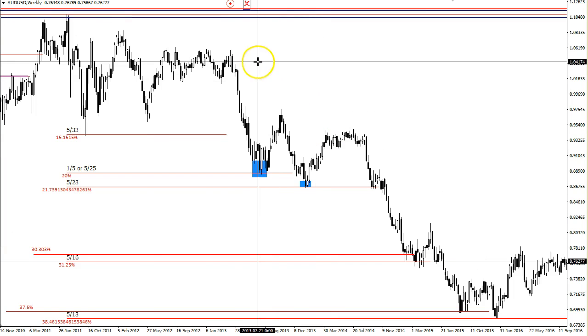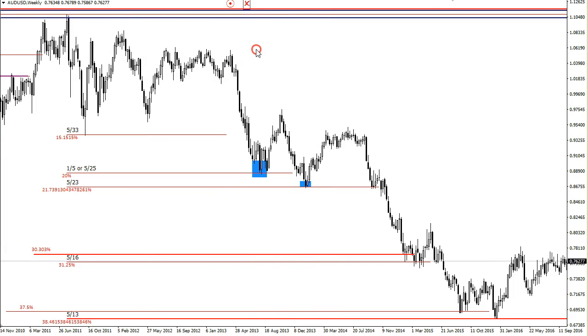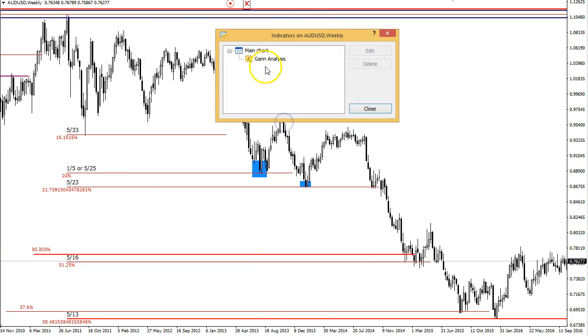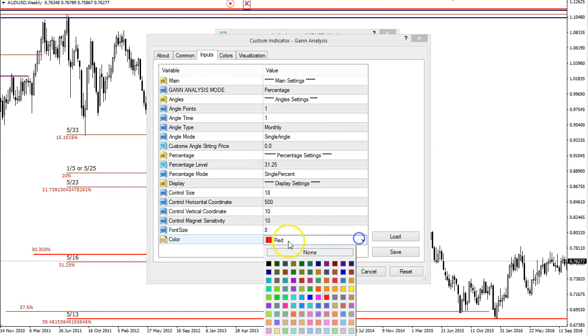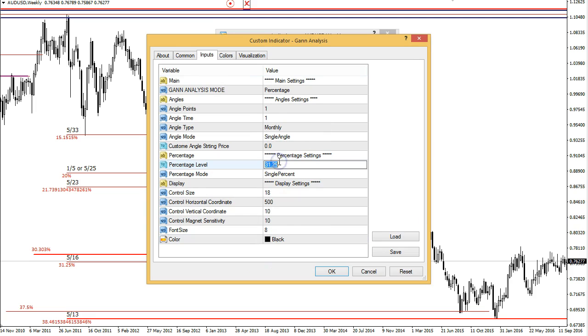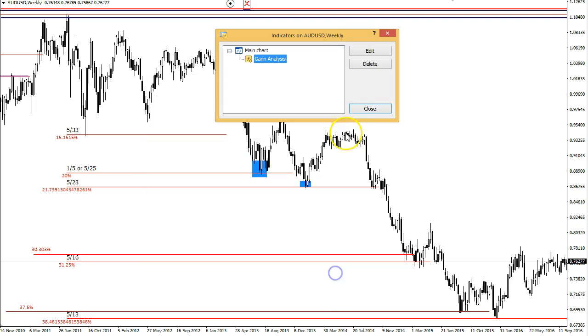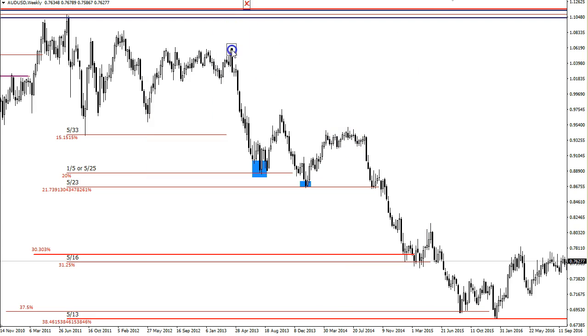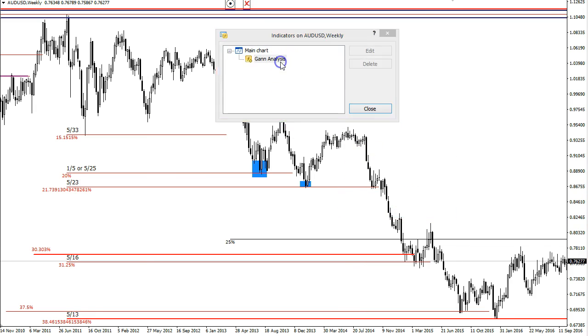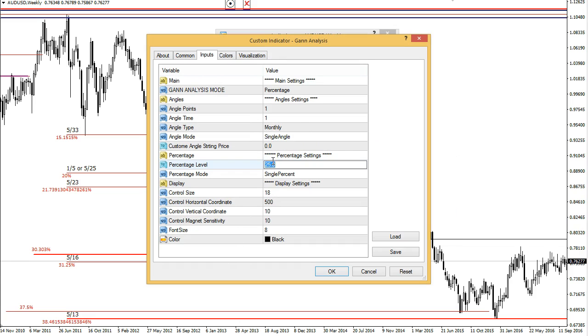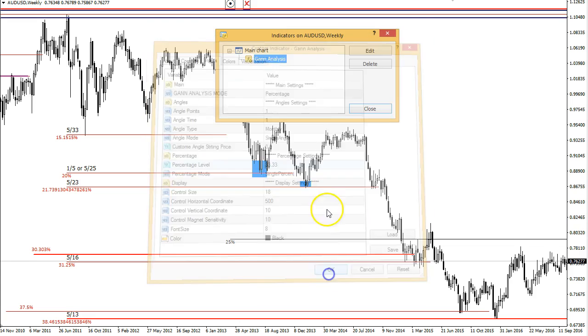So let's take from that low here. If we take a different color, look at 25% measures. We start with the measures first. No reaction. 33.33.